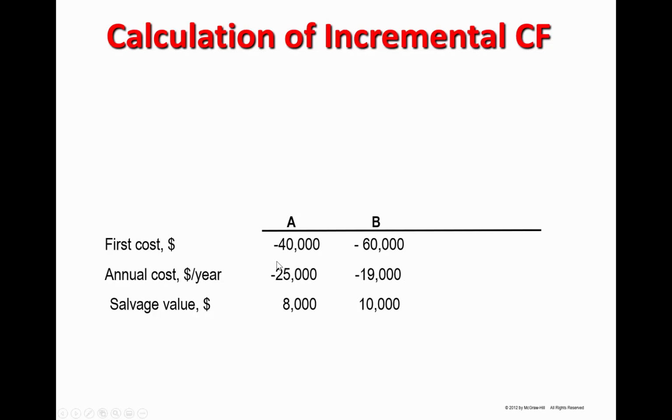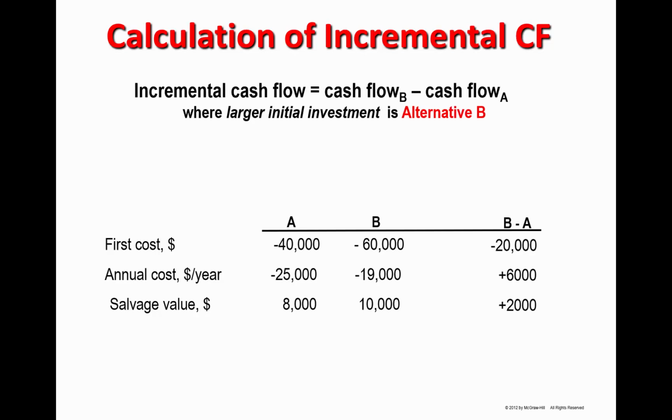So option A costs $25,000 a year to operate, whereas option B only costs $19,000 per year to operate. And then when these two things are used up, they both have some salvage value, and B is more valuable when it's put out to salvage. So in incremental analysis, what we do is we compare the two. And so if we say B minus A, we could generate an incremental cash flow.